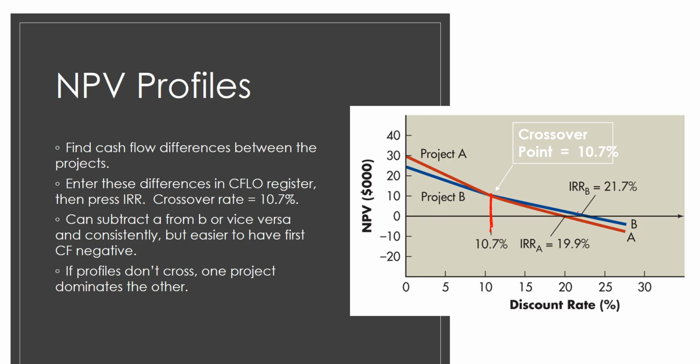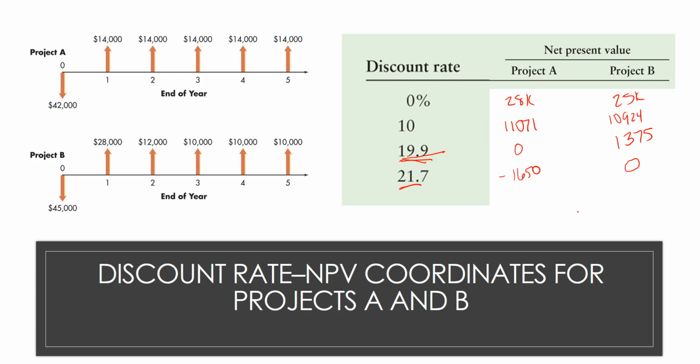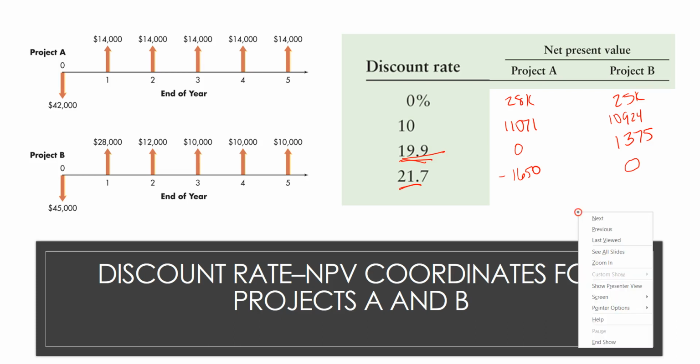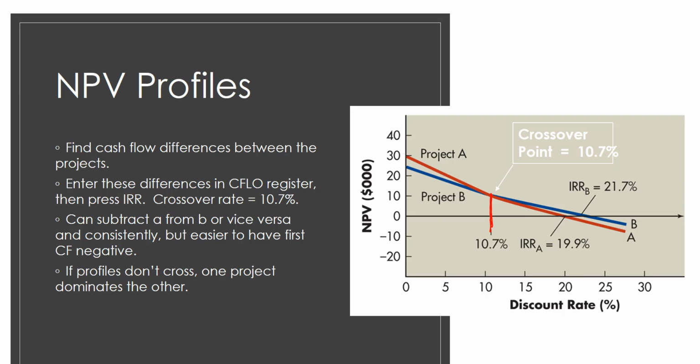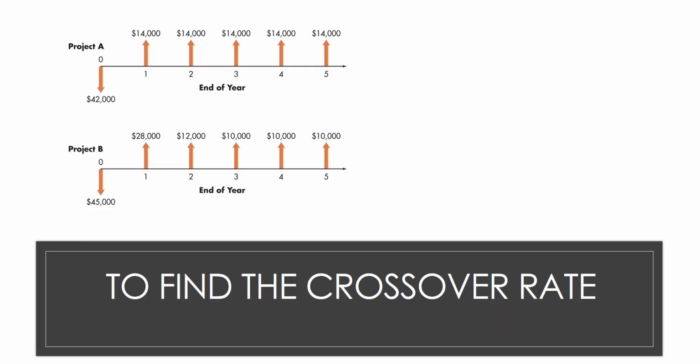For project A, I'm going to scroll back to the previous slide so we can see. Project A was $42,000, and project B was $45,000 cost. So if we were to say, let me scroll forward. I didn't realize I had a slide for it. Let's say cash flow 0, let's do A minus B. So we have a negative 42,000 minus a negative 45,000. That gives us a $3,000 cash flow at time period 0.